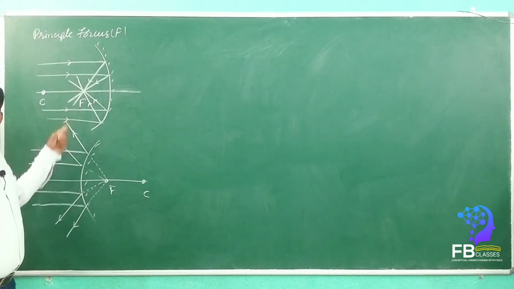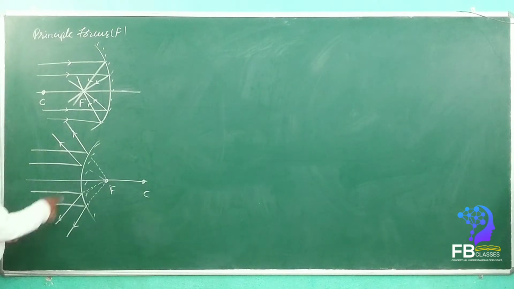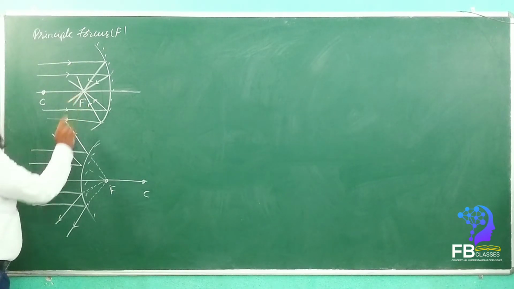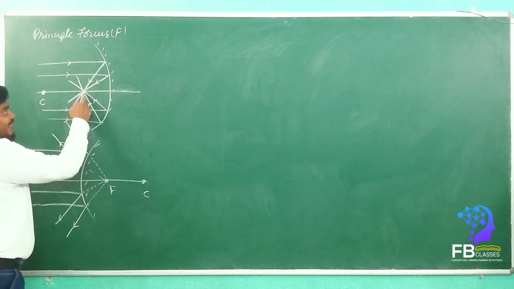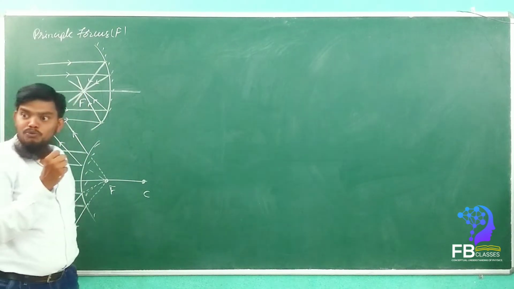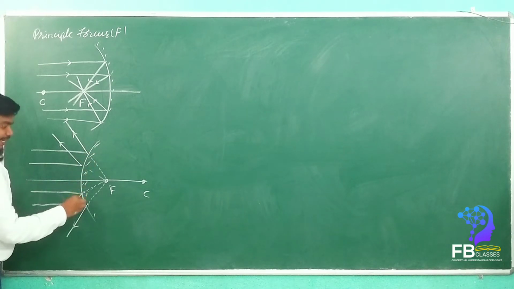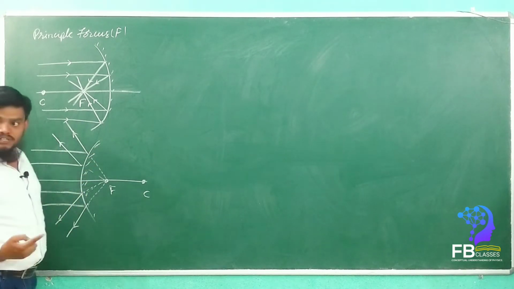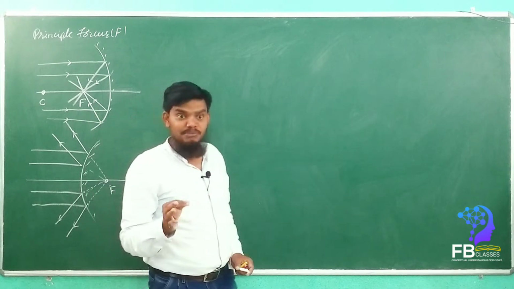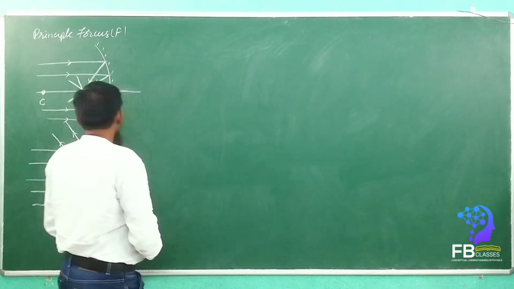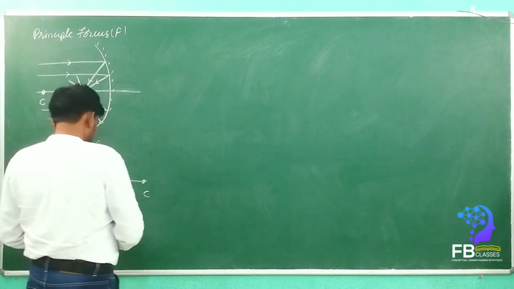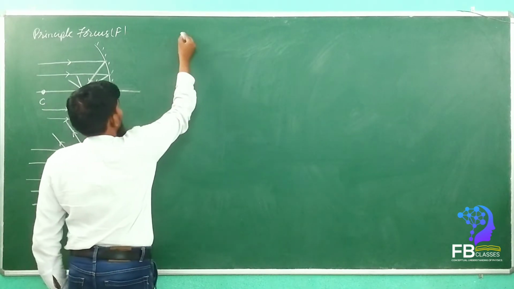In the concave mirror and convex mirror, see here, the concave mirror is also called a converging mirror. Yes or no? Why? Because all the rays converge to one point. If you observe carefully, for the convex mirror, all the rays diverge. That's why this mirror is also called a diverging mirror. Keep that in your mind. So now we understand principal focus very well.